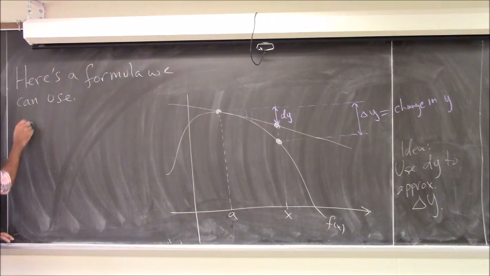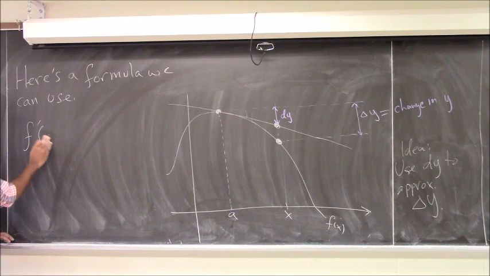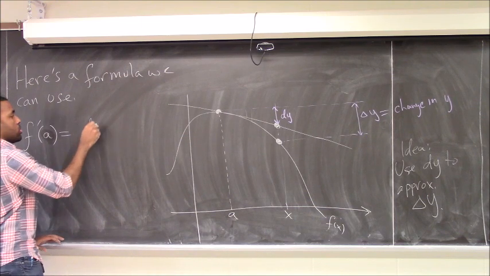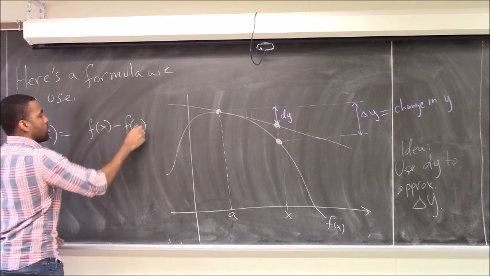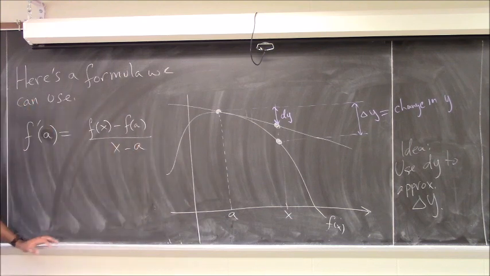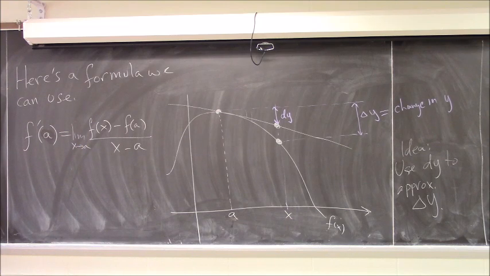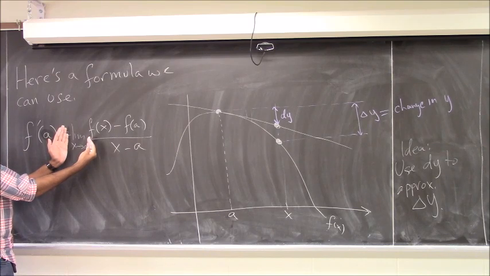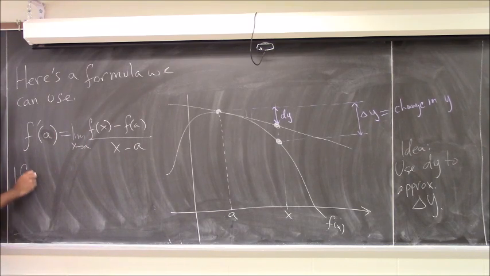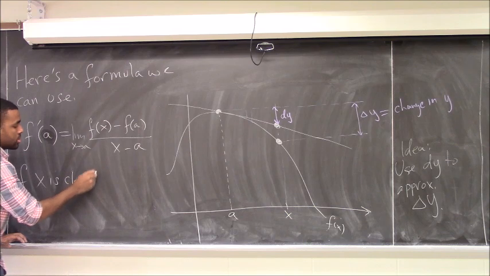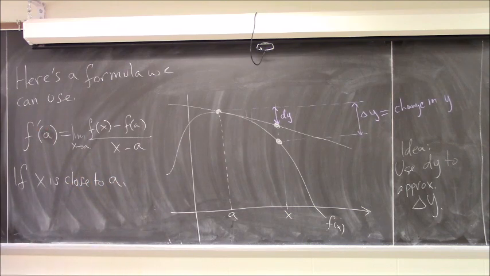So if you were to take f prime of a, one way you can do that by the definition is to do y2 minus y1 over x2 minus x1, and you take the limit as the denominator goes to 0. That's one definition of the derivative. Now this is as you're taking the limit. Now if x is close to a, then limits talk about getting close.